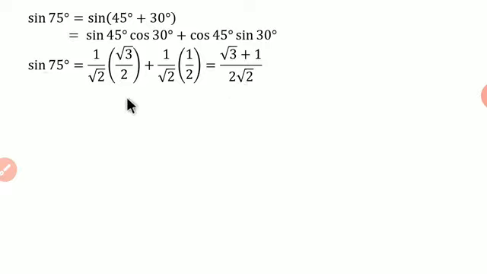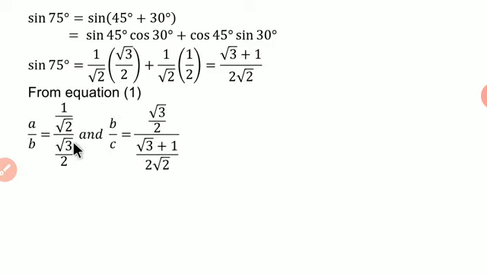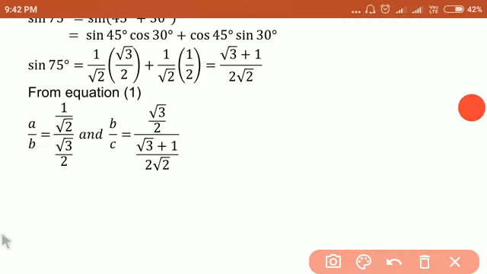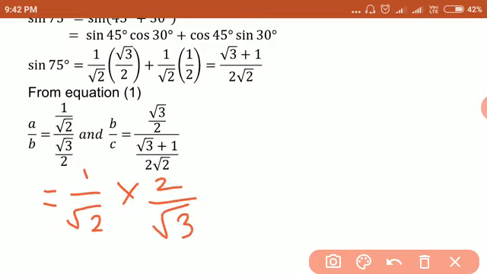Now substituting these values in relation 1, we get A upon B is equal to 1 upon root 2 divided by root 3 upon 2, and B upon C is equal to root 3 upon 2 divided by (root 3 plus 1) upon 2 root 2. Now here its reciprocal goes to multiplication, so we get the value of A upon B as 1 upon root 2 multiplied by 2 upon root 3, which is equal to 2 by root 6.